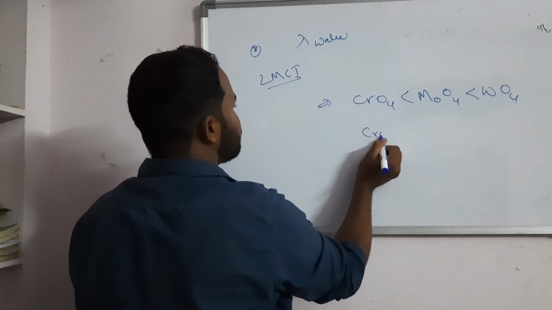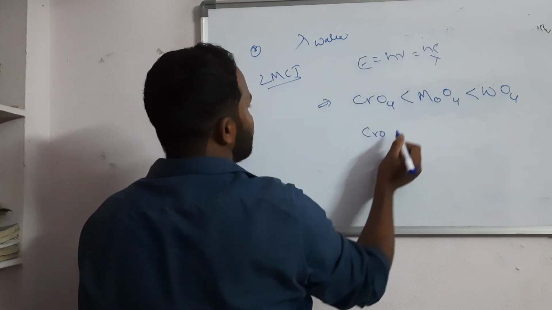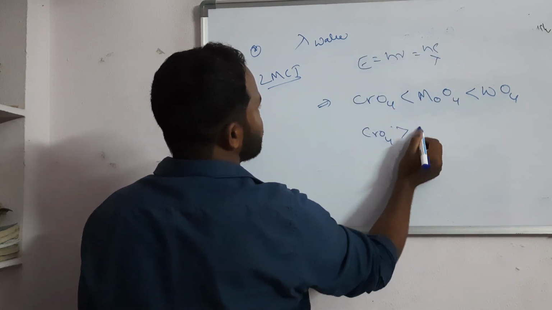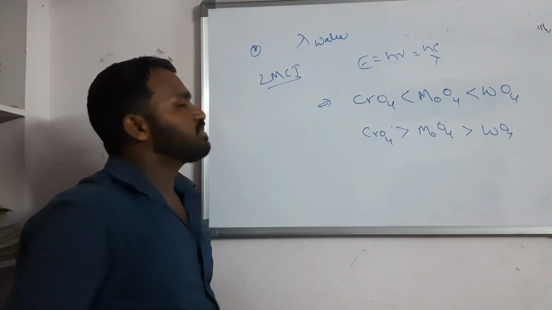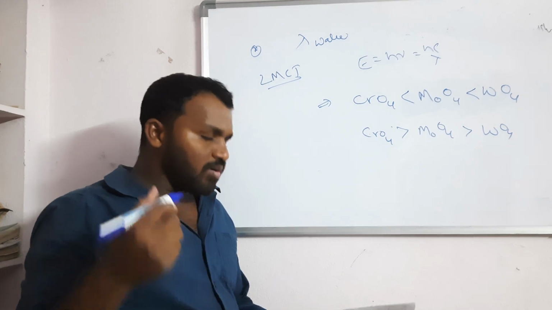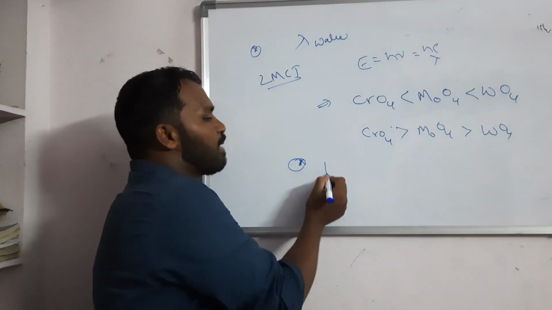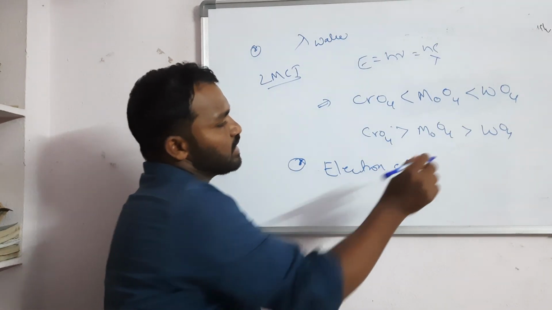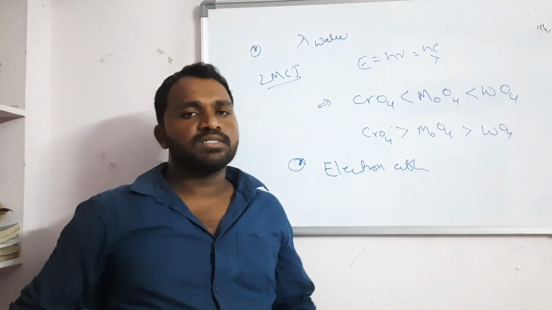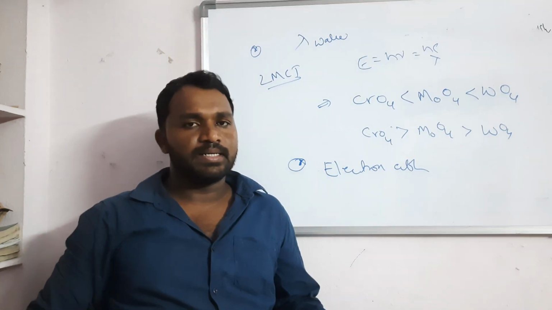If you write it in reverse, because E is equal to h nu, that is equal to hc by lambda, that is nothing but the wavelength order you can say. And along with this they also asked something on vanadium, niobium, that is, the energy, I think. And one more question they asked is about electron affinity. So this many questions I got from friends and what I wrote myself.